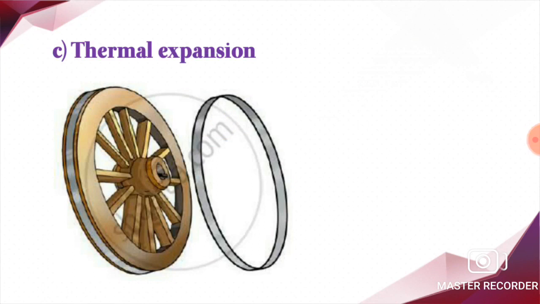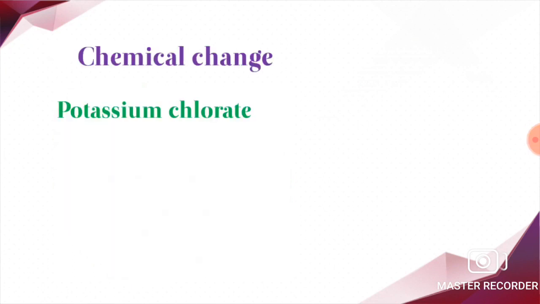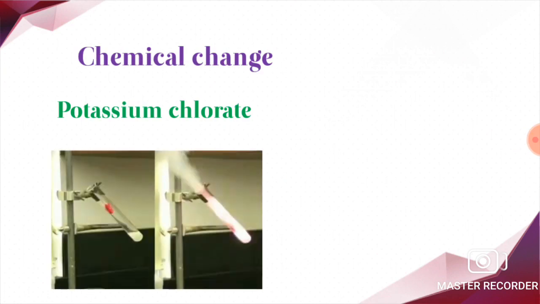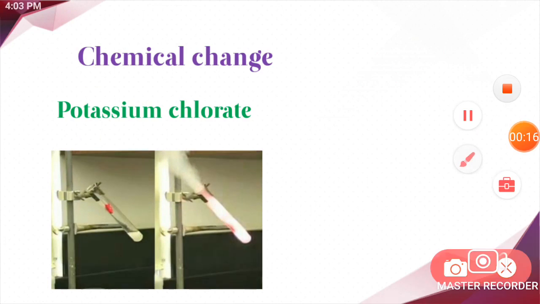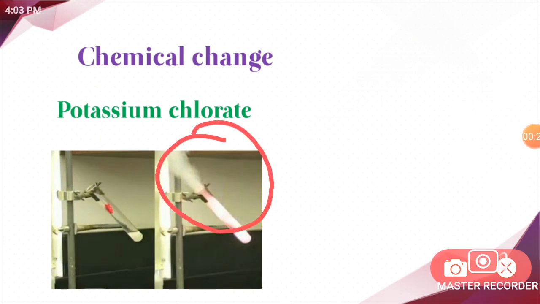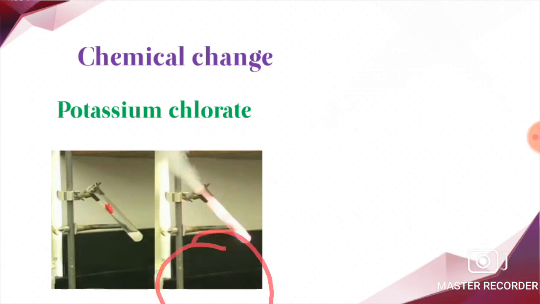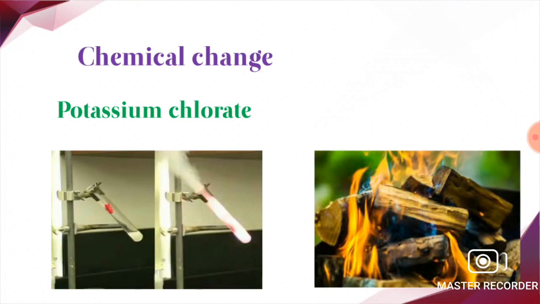Till now, we have seen physical changes. Now, let us see chemical change. Children, due to the heating effect, many chemical changes take place. For example, potassium chlorate releases oxygen on heating. Understood? See here, by heating a chemical called potassium chlorate, we can prepare oxygen. And even the burning of wood is also a chemical change due to the heating effect. Got it?